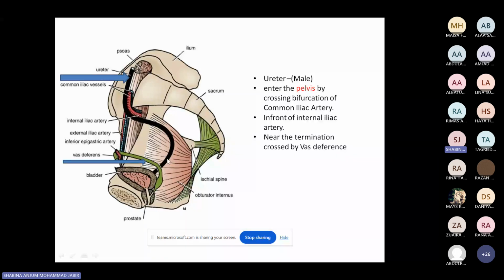Now near the termination, this is the urinary bladder. So when it terminates into the urinary bladder, it is crossed by one of the male reproductive organs that is called the vas deferens. So this green one is the vas deferens tube, and this is the ureter. Okay. Now what about in females?